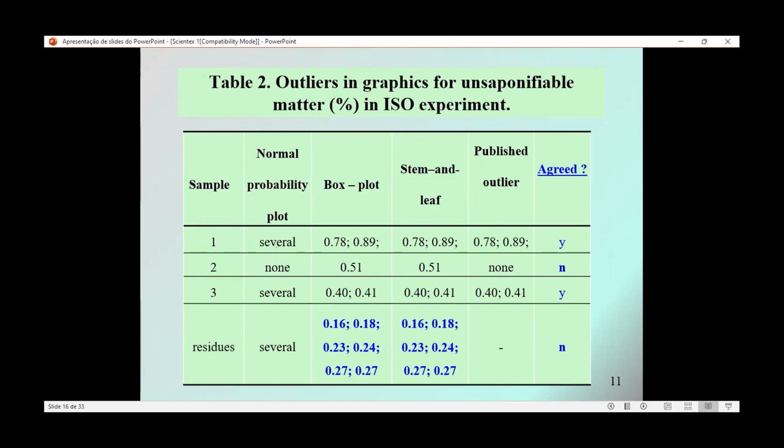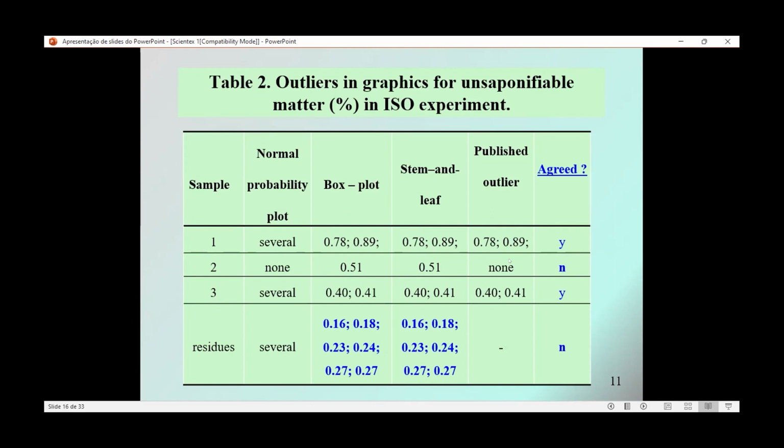In the normal probability plot, in sample 1, we have several outliers. Sample 2 none, sample 3 several. In box plots, only 2. One in sample 2 and 2 in sample 3. In the standardized residuals, we have 2 in sample 1, 1 in sample 2, and 2 in sample 3.